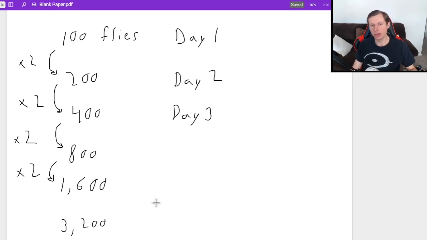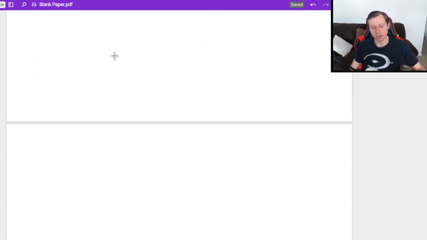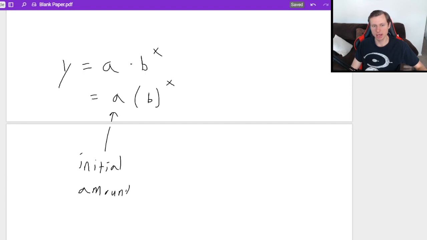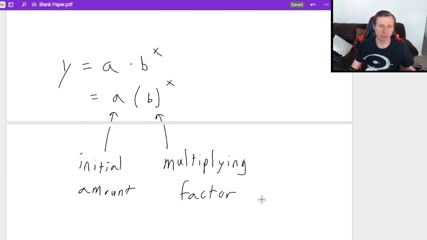Now let's talk about the equation that can be used to model this scenario. The equation for any exponential function is y equals a times b to the x power. Another way you can write this is a and then in parentheses b to the x, but that's the exact same thing, it's just multiplication. And what you should know is that a, variable a, is your initial amount, how much you're starting with. And then b is going to be our multiplying factor. So in the last example, the multiplying factor would have been 2 because we were doubling each day.